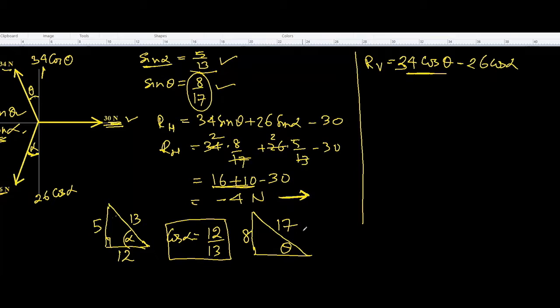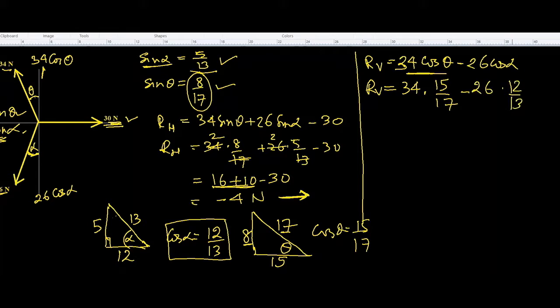And if I use the Pythagorean theorem again, 289 minus 64, that is 225, so the square root of 225 is 15, will be this side. So cos theta comes out to be 15 over 17. And let's put them here. So RB, the vertical resultant force, will be 34 cos theta. Cos theta is 15 over 17, minus 26 cos alpha, which is 12 over 13. So 17 and 34 cancel out, 13 and 26 cancel out. It comes out to be 30 minus 24, which is 6 newtons.